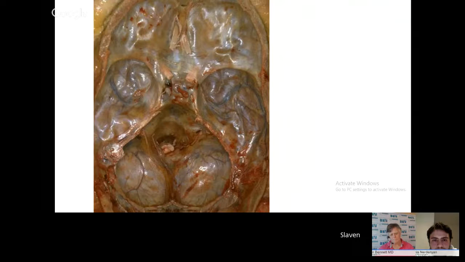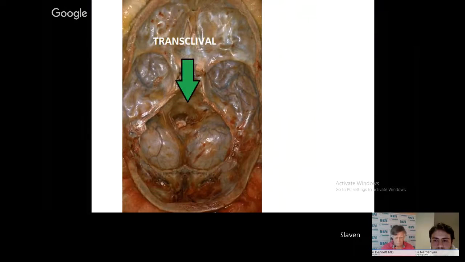The tentorium cerebelli is a membrane that divides the supratentorial space, which is above the tentorium, and the infratentorial space, and this is the origin of this tentorium: the upper margin of the petrosal parts of the temporal bone. Okay, so if we view these approaches, we have the transclival approach, which leads us directly to the clivus.